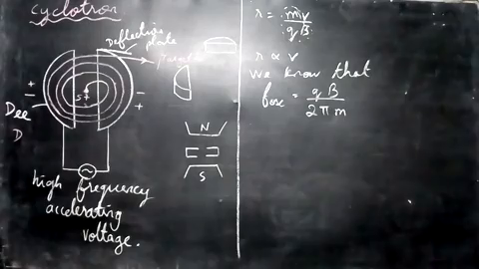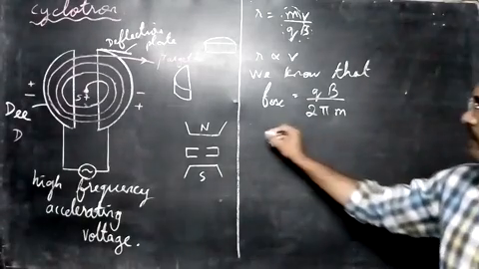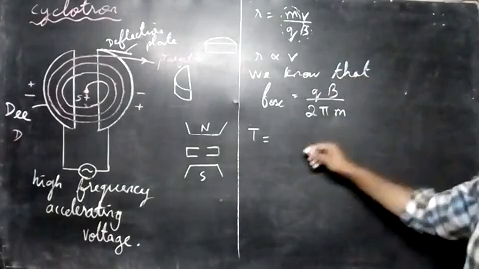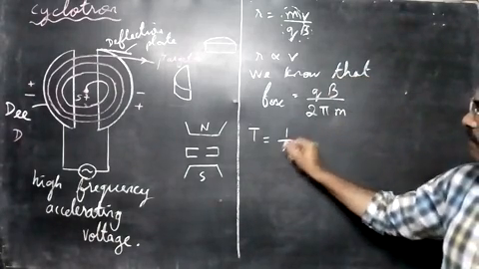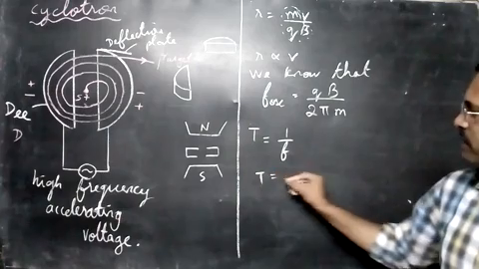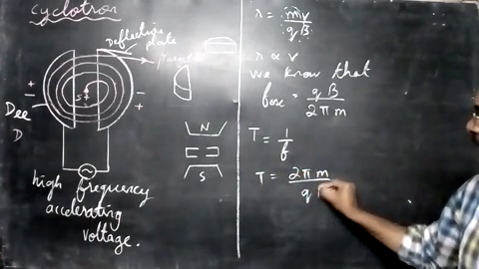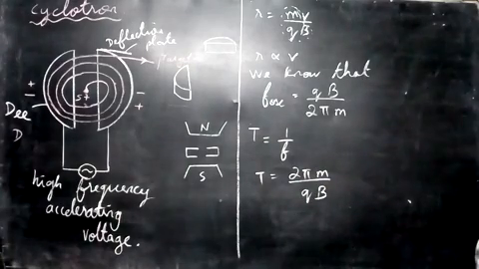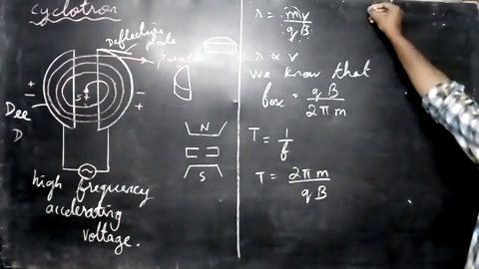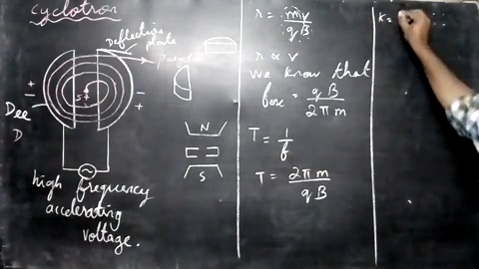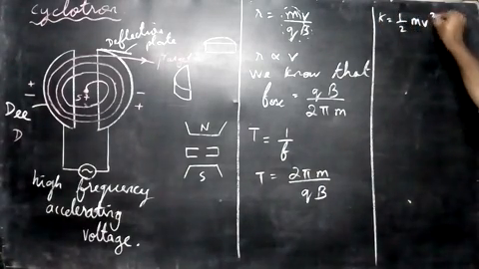Next, we must find the time period here. So time period T is equal to, you must reverse this now, 1 by f. So time period is 1 by f. When you do that, time is equal to 2 pi m divided by qB. So this equation we get. Next, we'll see what is the kinetic energy here. The kinetic energy formula is half into m into v square.